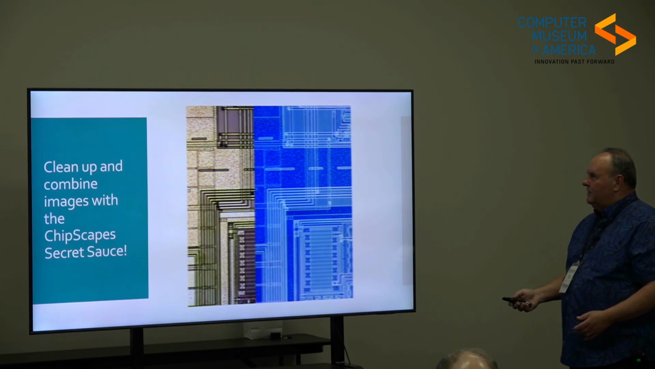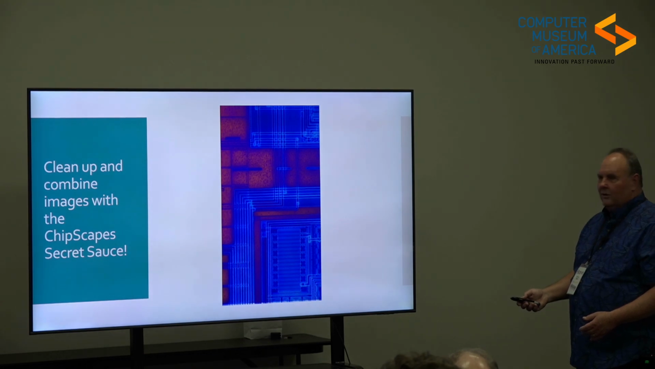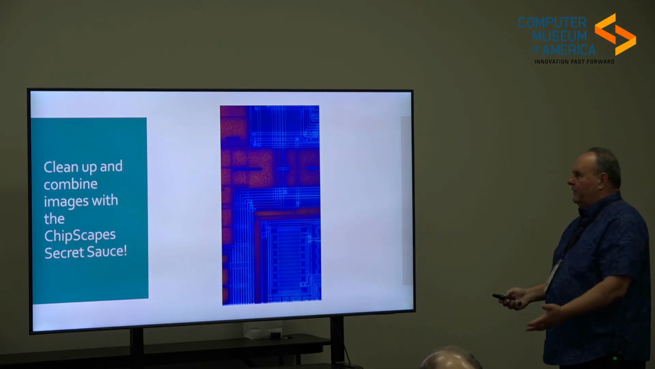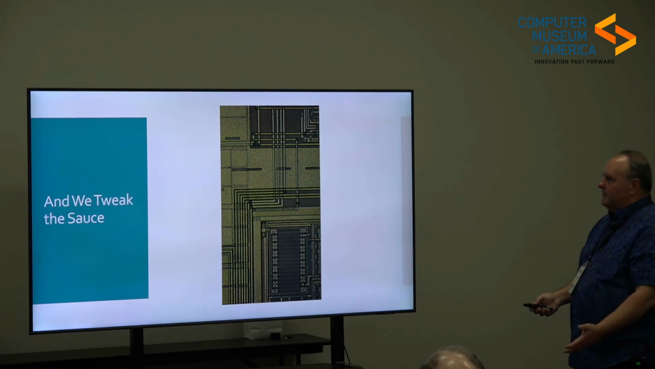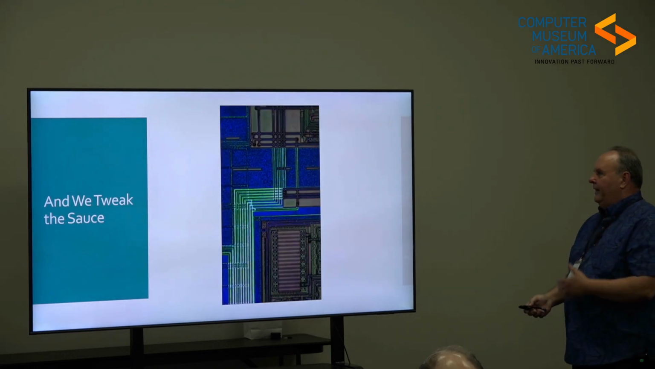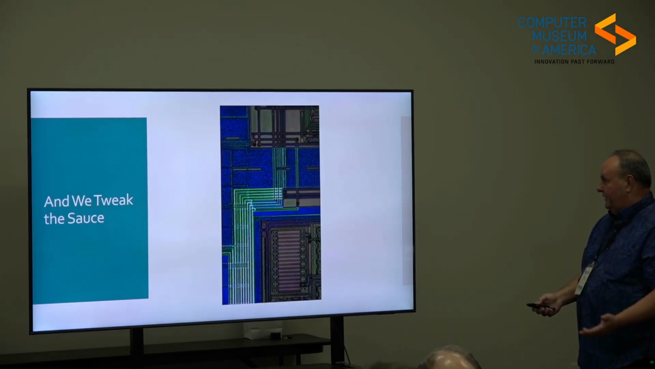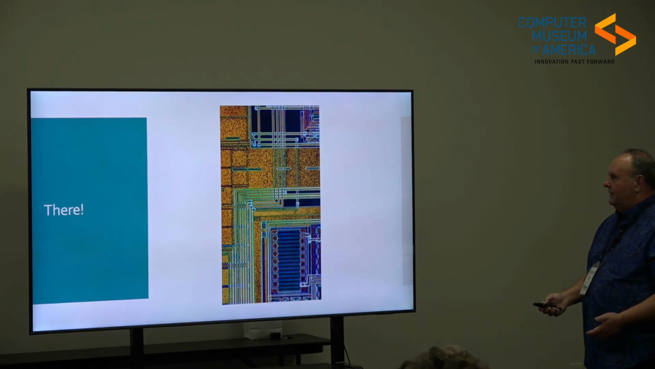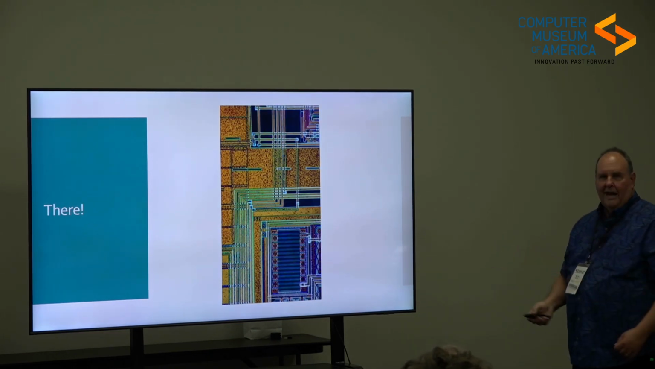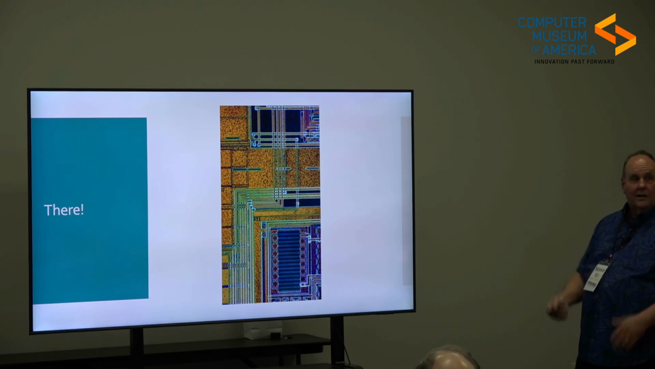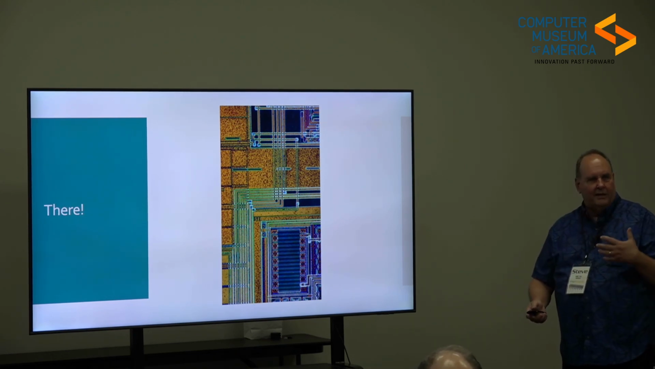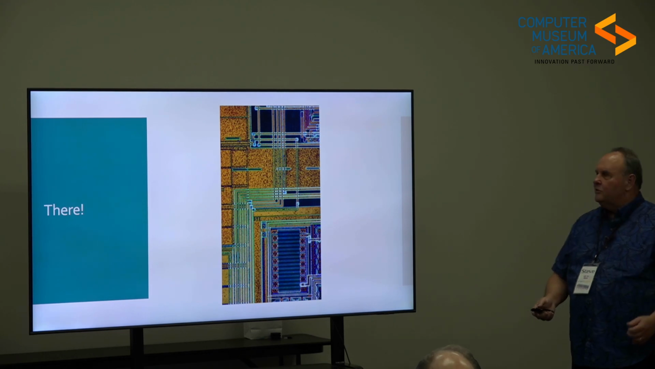But let's see if we can, if we combine the images, if things start looking more interesting. And then we play around with different combinations, and so we tweak the sauce. And it's starting to look pretty good. More interesting until there. I'm finally happy with it, okay? So that's the kind of thing I do, is when I look at chips, I try all kinds of different techniques to see if I can bring out what's interesting about that chip.